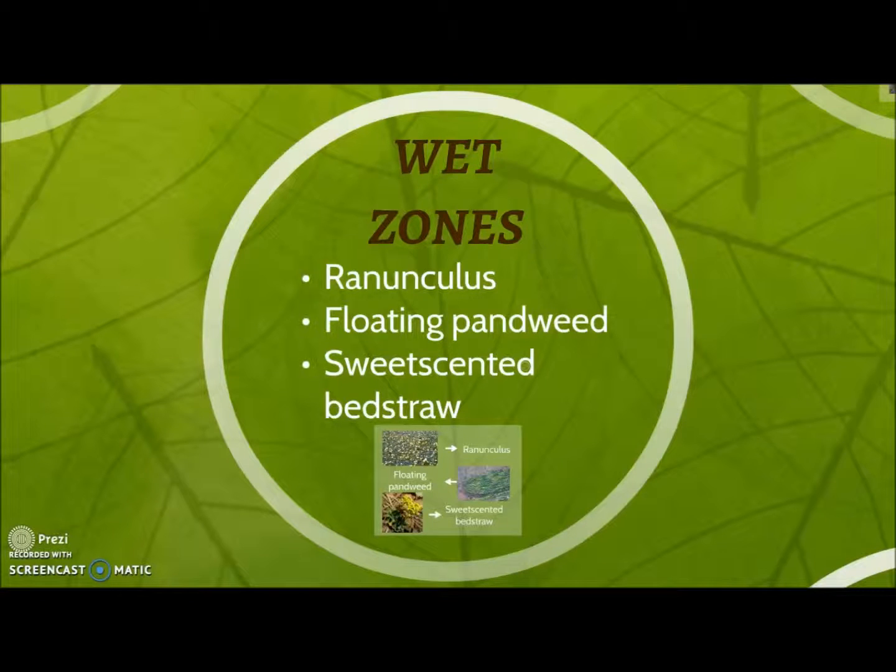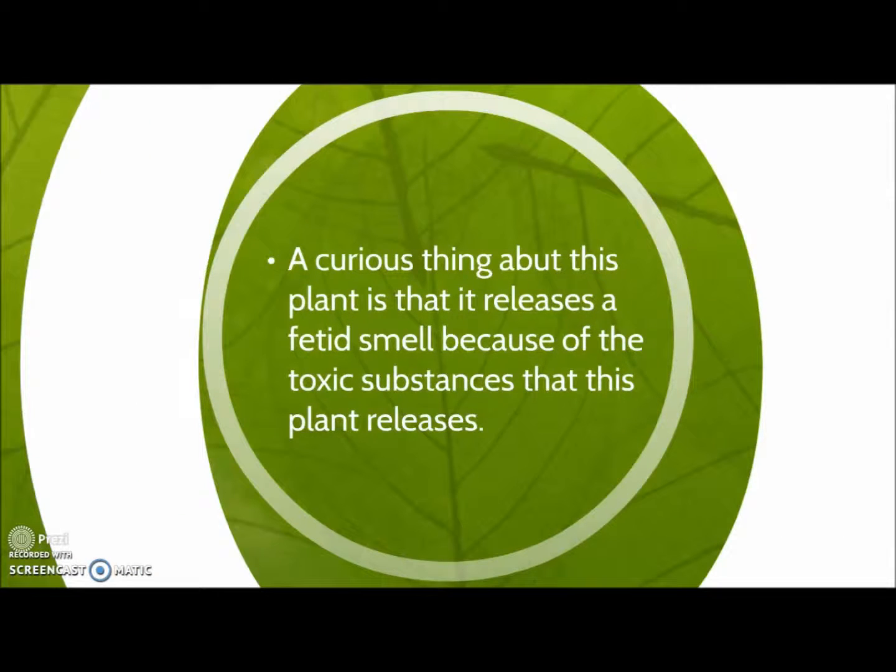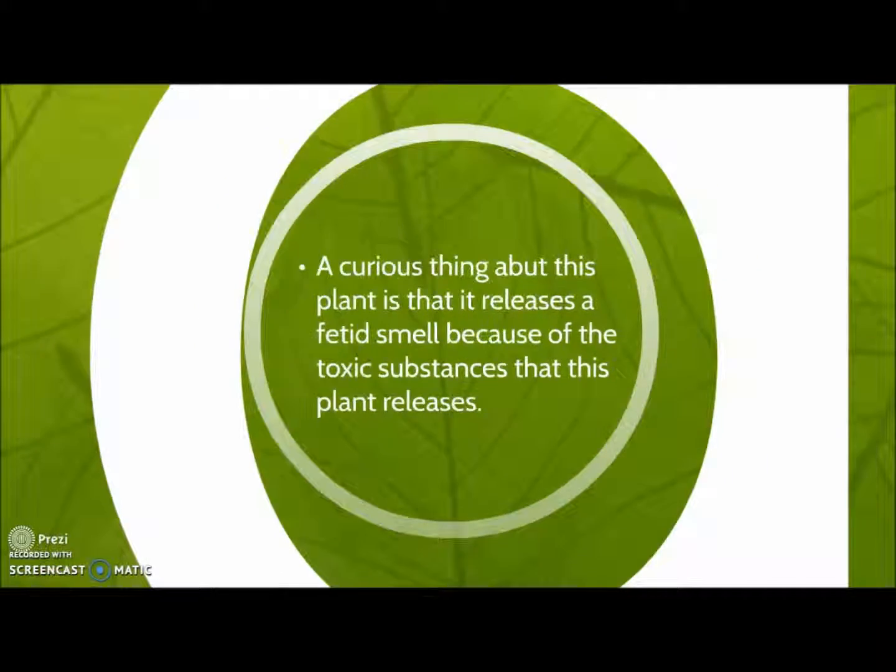In wet zones, the vegetation is formed by submerged, floating and lagoon plants, for example, ranunculus, floating pondweed or sweet-scented bedstraw. A curious thing about this plant is that it releases a fetid smell because of the toxic substances that this plant releases.